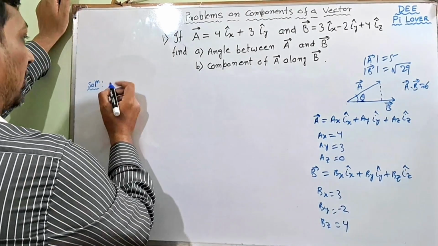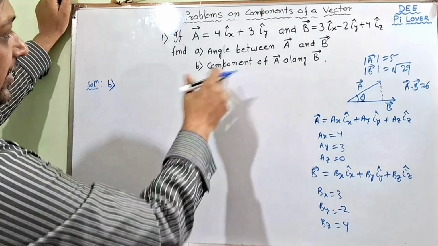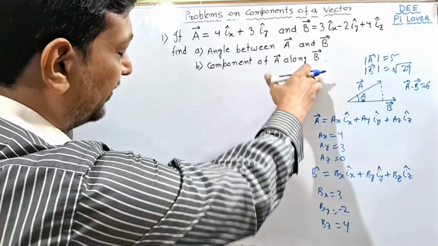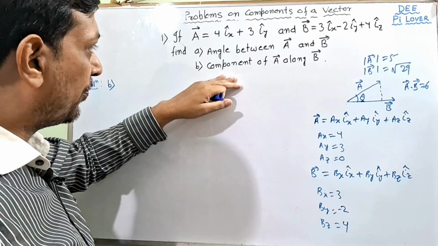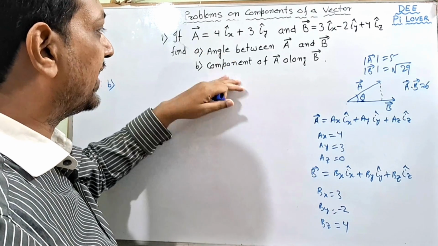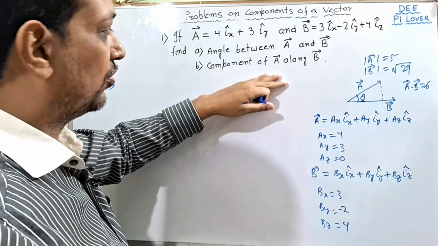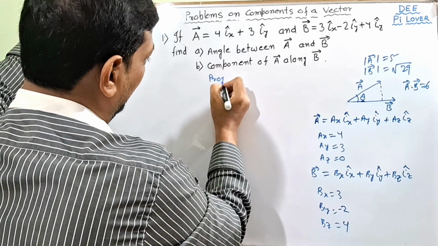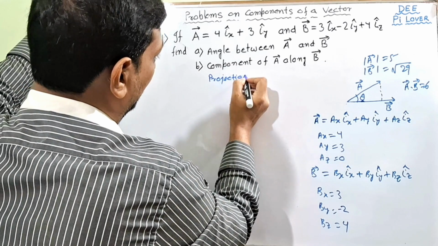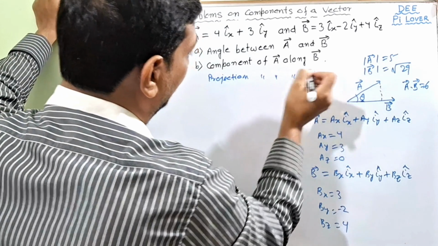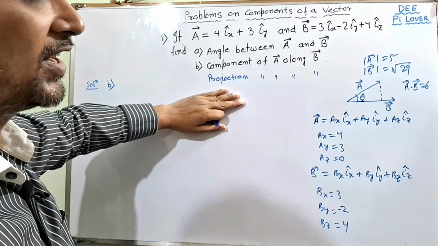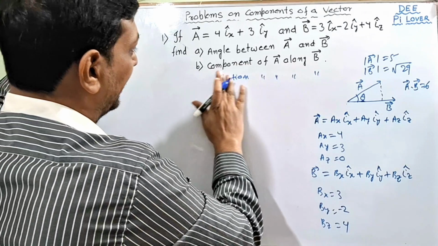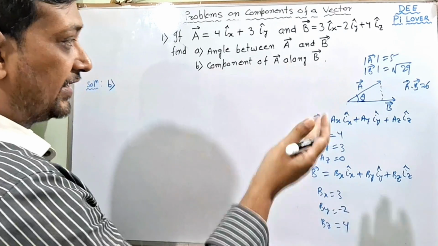Now we will solve problem B. In this problem, it is said to find out the component of A vector along B vector. When it is said component of A vector, that means we have to find out the vector component of A vector. If it is said projection of A vector along B vector, then we have to find the scalar component of A vector. And when it is said component of A vector, then we simply find the vector component.